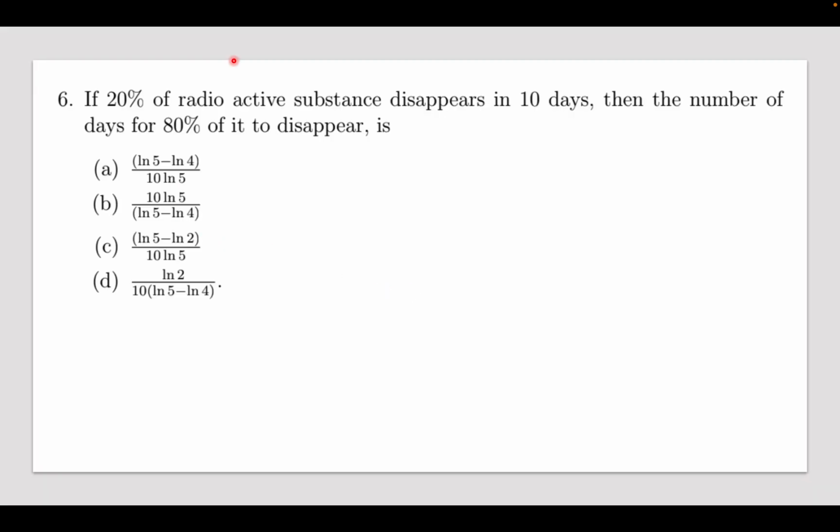Now again, in this problem you are given that 20% of the radioactive substance disappears. So if you have some mass m naught and 20% of the mass has disappeared, you are left with just 80% of the mass. So basically m will be 0.8 m naught and t is equal to 10 days. So you put this boundary condition in this equation: 0.8 times m naught is equal to m naught times e power minus mu times 10, because t is 10. And from here you can compute the value of mu, the proportionality constant. Basically mu comes out to be 1 by 10 ln 10 by 8.